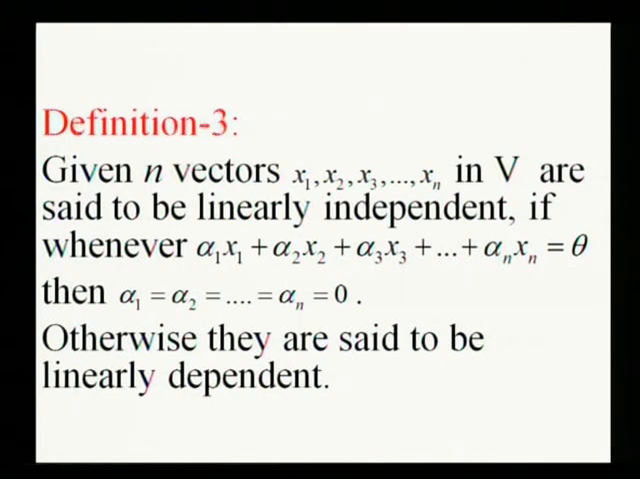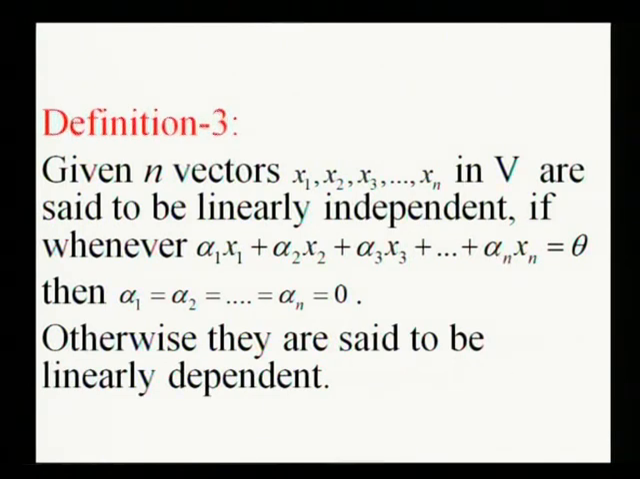Given n vectors x1, x2, ..., xn in V, we say that these vectors are linearly independent whenever the linear combination alpha 1 x1 plus alpha 2 x2 plus ... plus alpha n xn equal to the 0 vector implies that alpha 1, alpha 2, ..., alpha n are all 0. Otherwise, they are said to be linearly dependent. So the definition of linearly dependent is the negation of linearly independent.